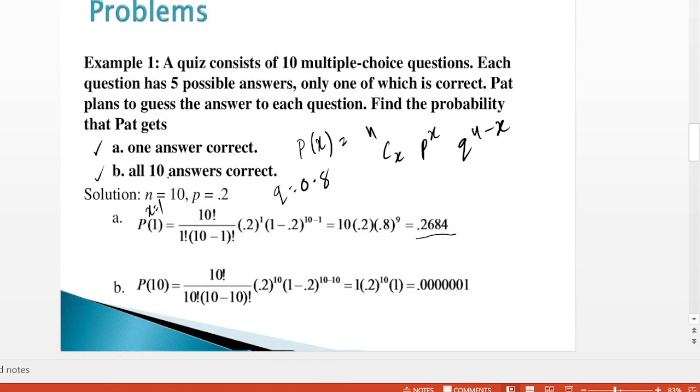Then calculate the probability of all 10 answers correct. Here x takes the value 10. Substitute all the values in the given equation, and finally after calculating it is 0.000001. A very small chance.